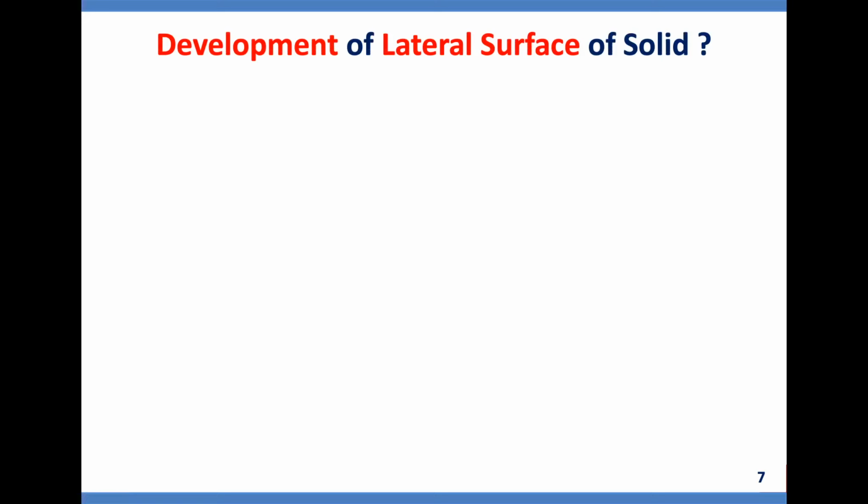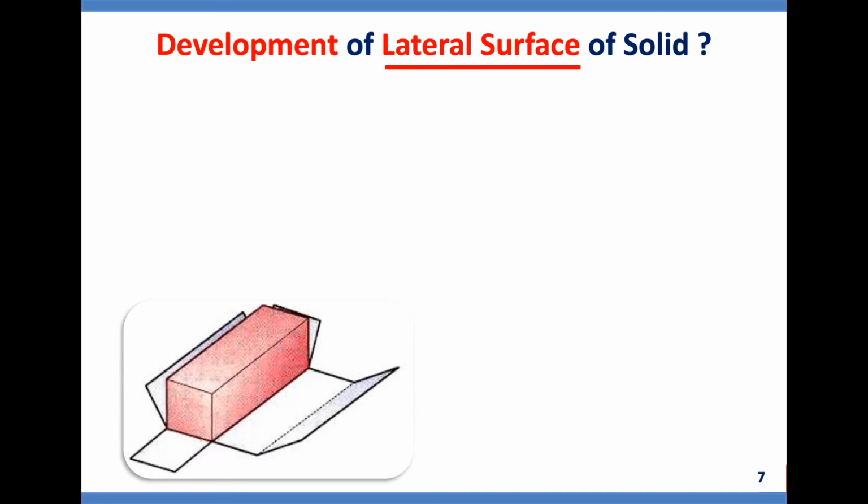Development of lateral surface. In the earlier slide, you saw development of surface. But here we are going to see lateral surface. That's why I have underlined it. I have taken the example of square prism. This resembles as if I have gone to a gift shop, purchased a gift and asked the shop owner to wrap it with a cover. He will cover it and then give the gift box. So here, this is the gift.